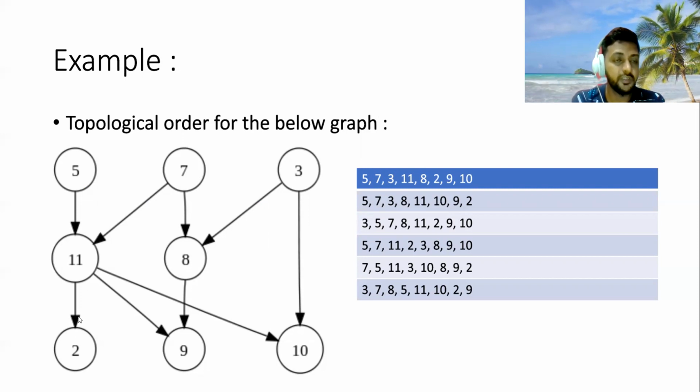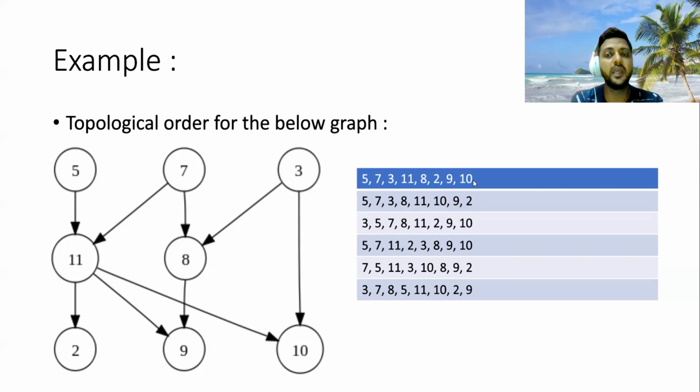11 to 2. It means that 11 should come before 2. Yes. Then 11 to 9. It means that 11 should come before 9. Yes. Then 11 to 10. It means that 11 should come before 10. Correct. Then 8 to 9. So 8 should come before 9. Then 3 to 10. 3 should come before 10.